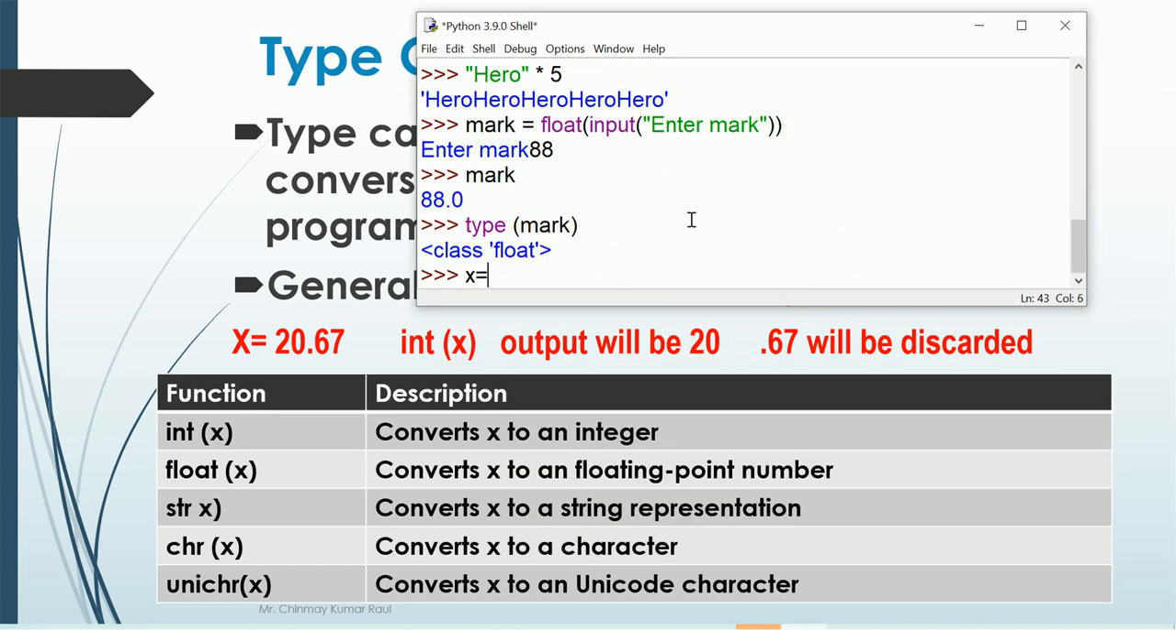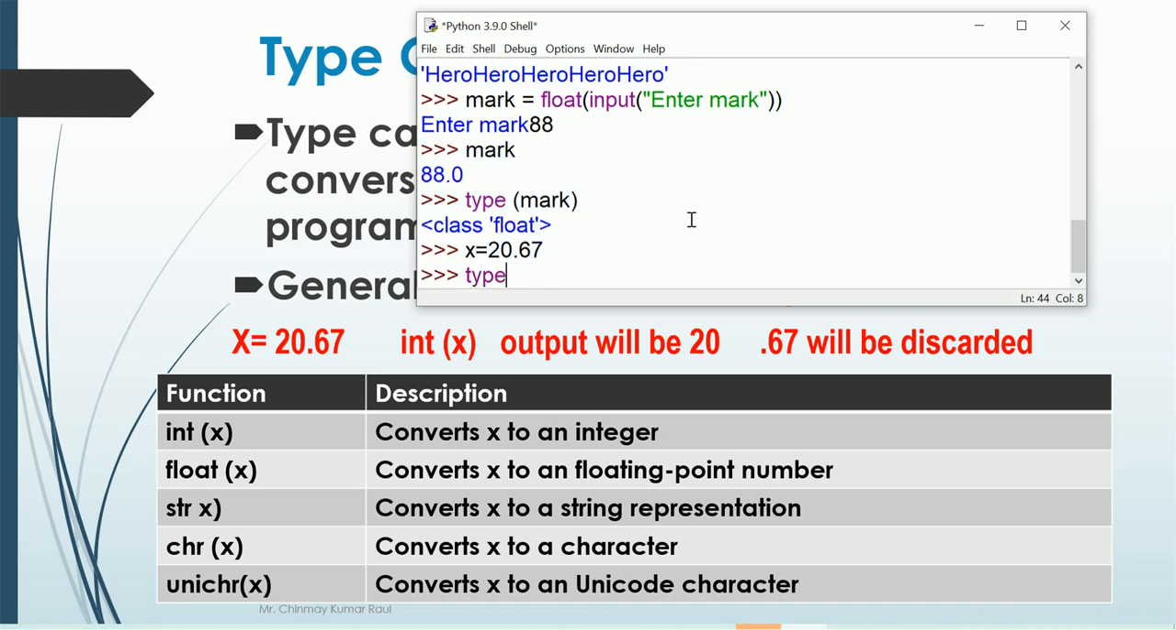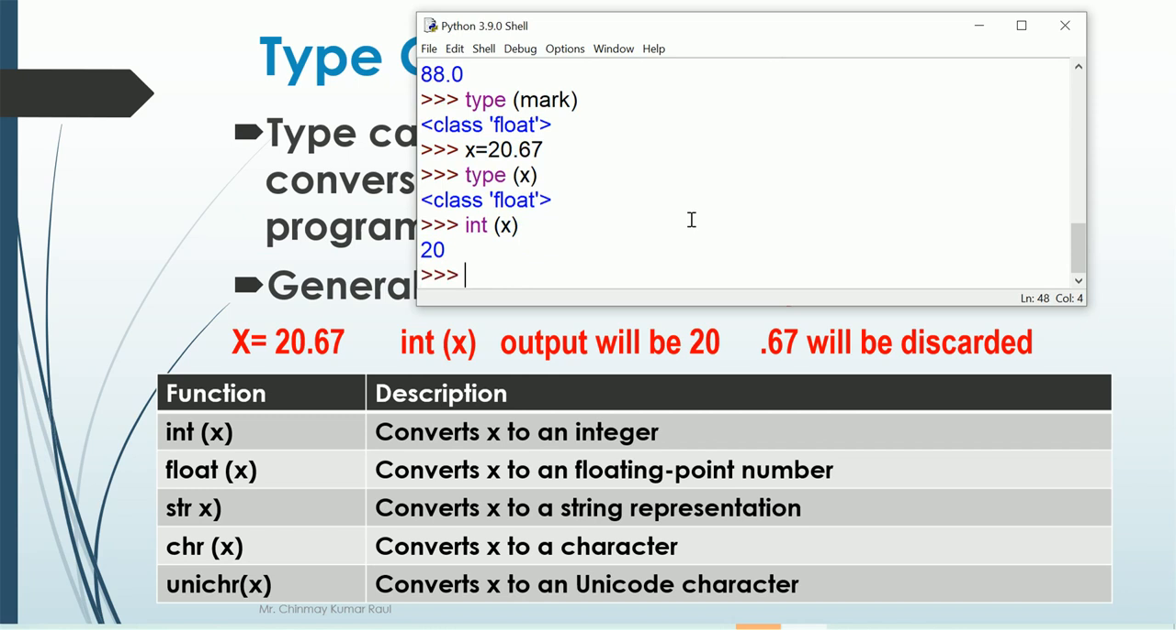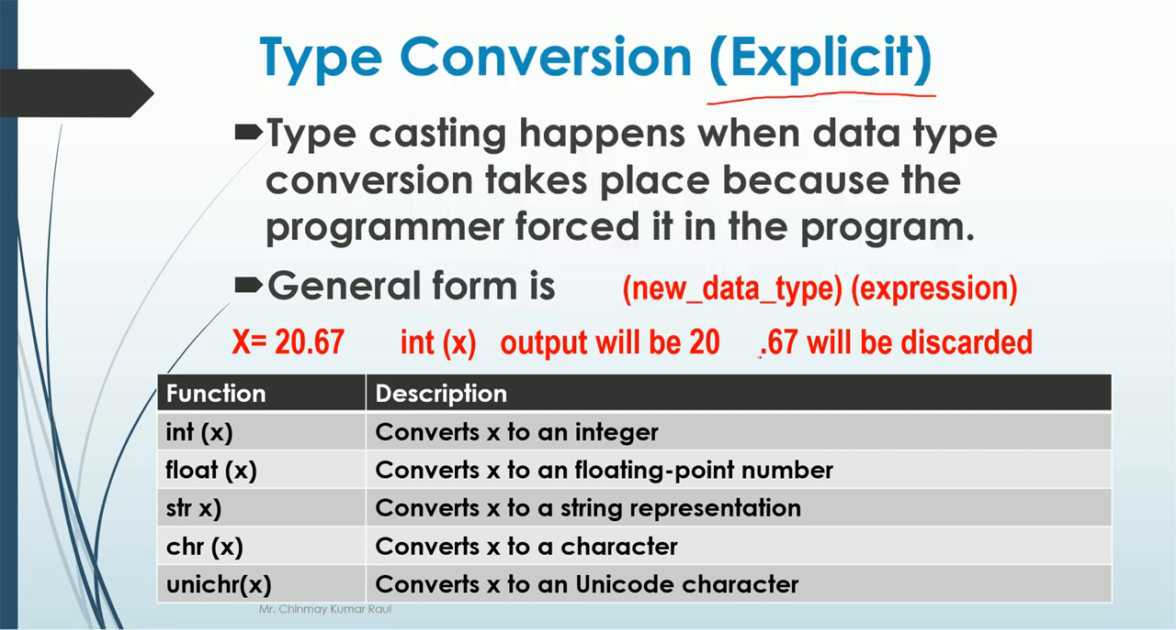x equal to 20.67. Type of x, this is float data type. Suppose I want to convert x into int. Now it is converted and it is showing the value. When converted to int, 0.67 will be discarded. Output will be only 20, because when it is converting, this part will not show.